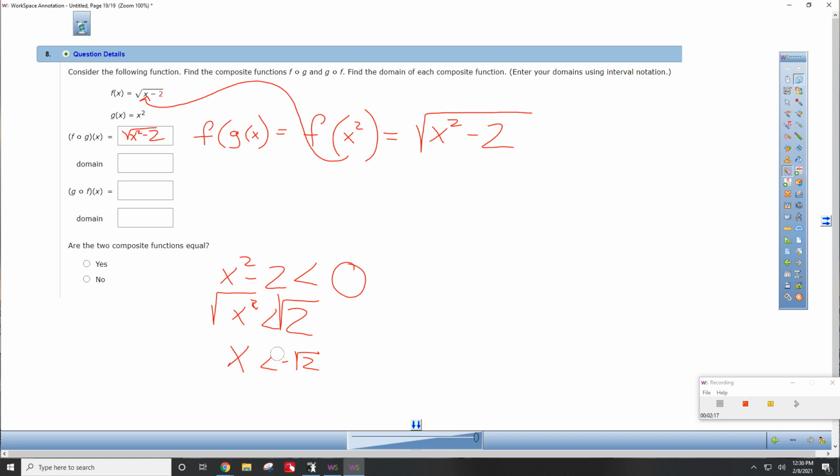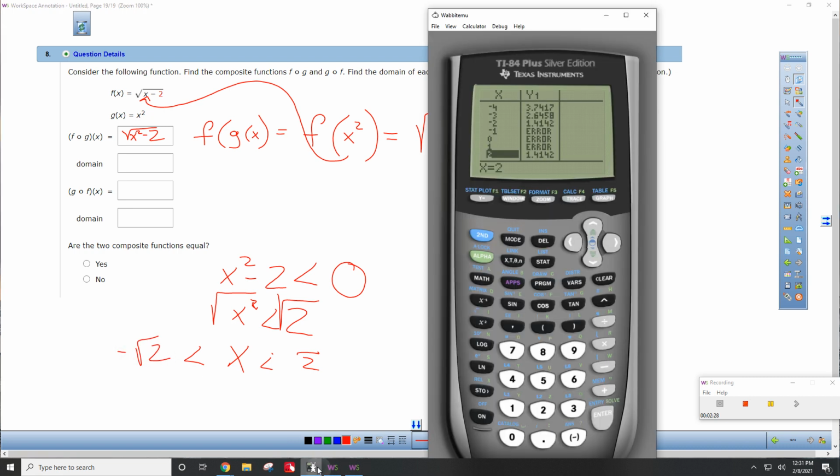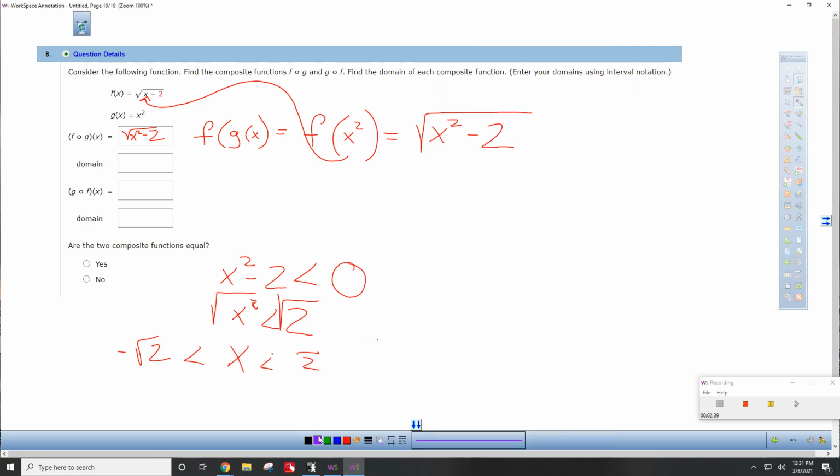Or, it's where x is bigger than negative radical 2. It's where it's that range. If you look at our table, that's the value that's giving us errors. Notice. So our domain is that x can go from negative infinity to negative radical 2.